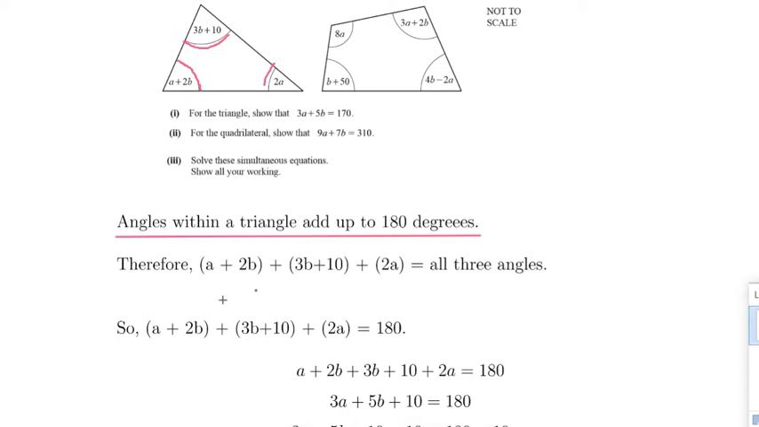And since those are our three angles, I can put them together. A plus 2b plus 3b plus 10 plus 2a is all three angles. All three of those angles add up to 180 degrees. So this is my major statement. This is the first statement I can make, that these three things add up to 180. And that's something that we must know as a general law that allows us to tackle these problems.